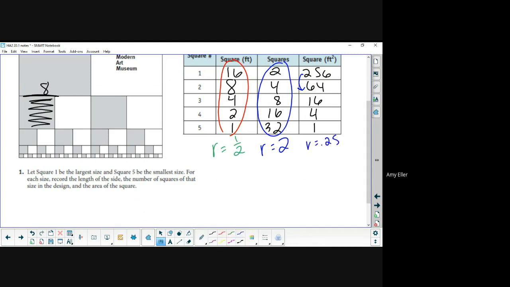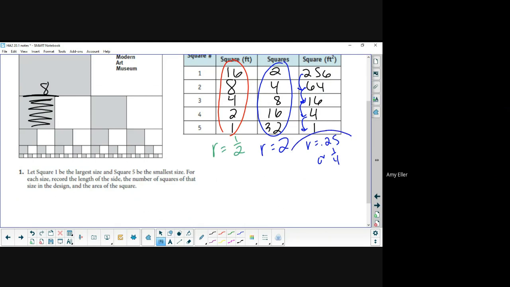I shouldn't write it until I've checked it for all of them. 0.25 is the same as a fourth. If I take 64 and multiply it by a fourth, will I get 16? Yeah. Then we get smaller numbers that we can recognize. 16 times a fourth is 4. 4 times a fourth is 1.